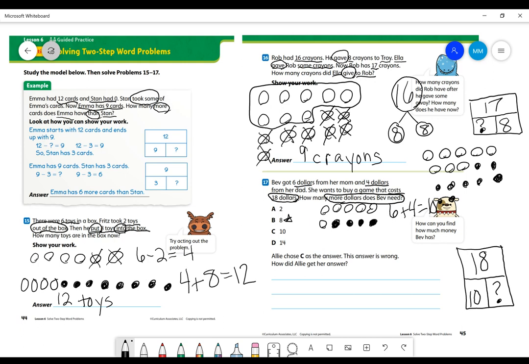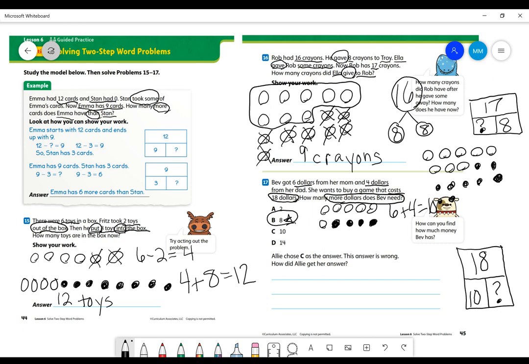Okay, C, 10. Ooh, 10 plus 10. Would 10 plus 10 make 18? Nope, that's a doubles fact. 10 plus 10 makes 20, so that doesn't work. Oh, and 14, is that going to work? If 10 didn't work, will 14 work? Nope, so B was our answer. How many more dollars did Bev need to get her game? She needed 8 more dollars.